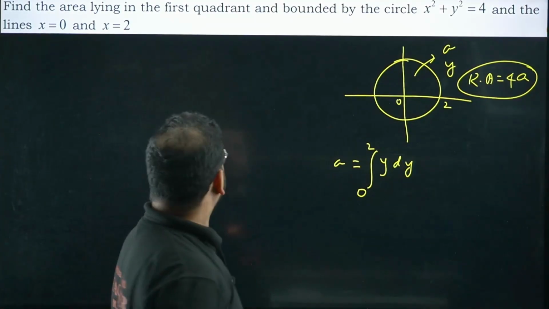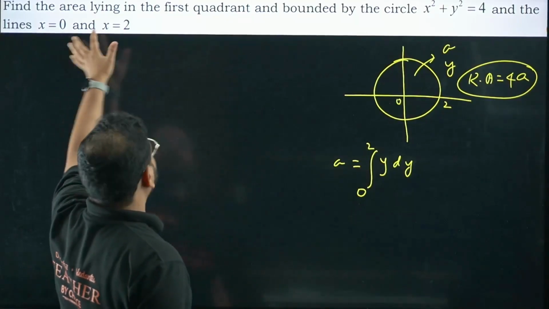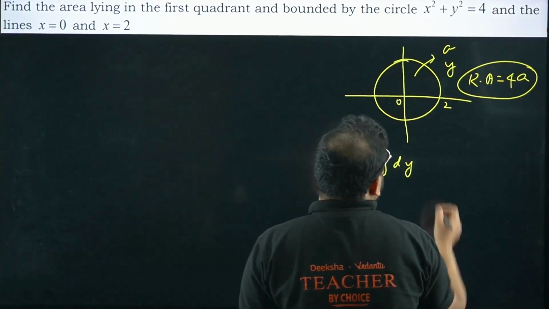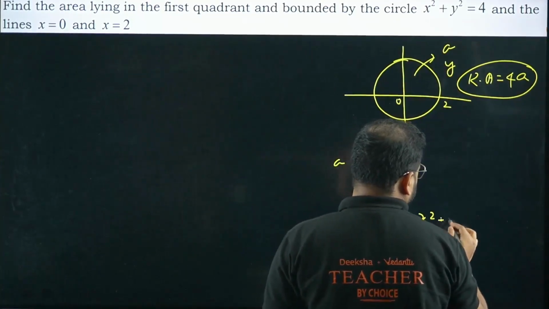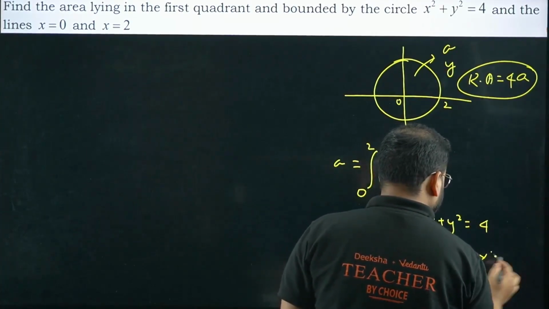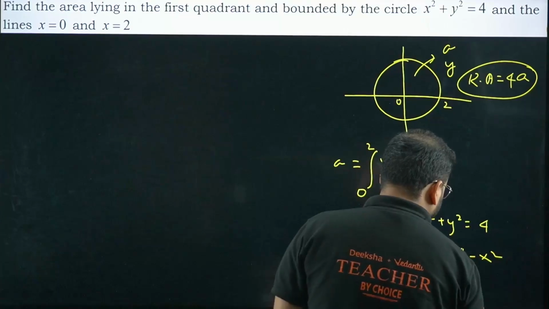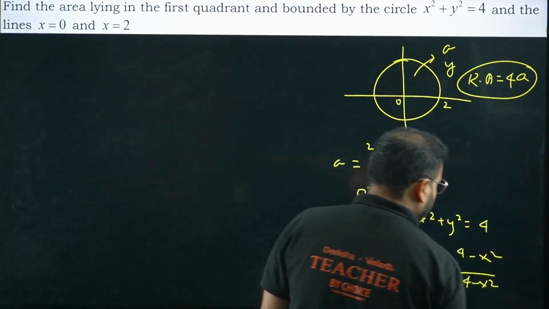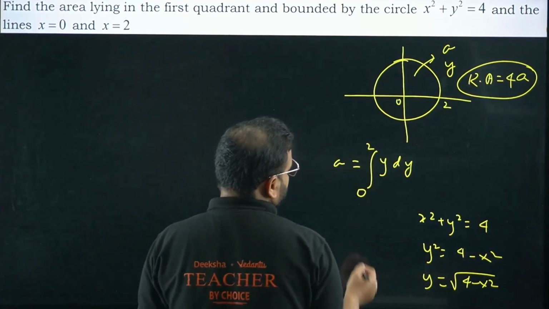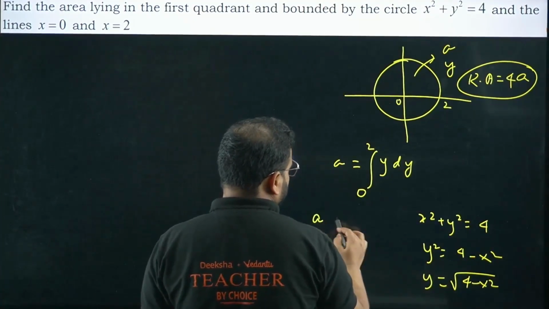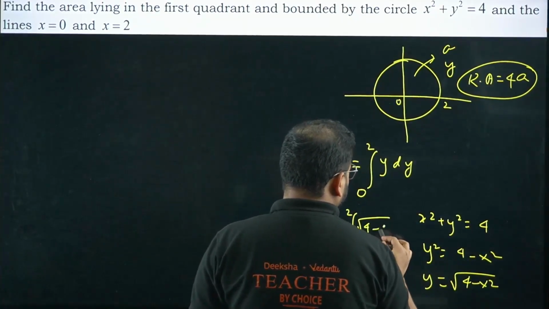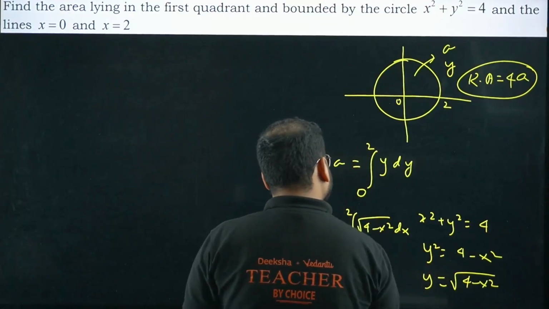What do I get now? They have given 0 to 2, the same thing. Alright, let's integrate this. First make y the subject. From here you get x square plus y square as 4, so y square is 4 minus x square. So you get y as root of 4 minus x square. Now this A will become the integral from 0 to 2 of root of 4 minus x square dx.